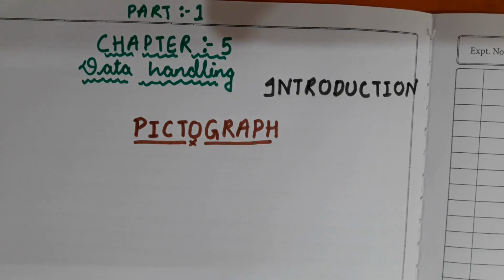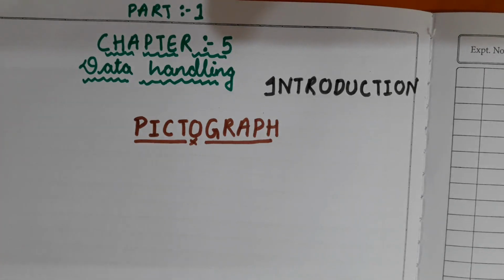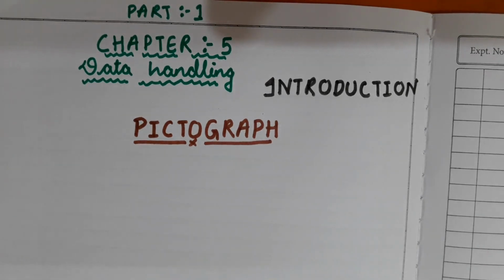See children, representation of data in a picture form, that is called pictograph. So let's take one example of a store. Let's imagine in a store on Monday 10 pens sold, on Tuesday 20 pens sold, Wednesday 25 pens sold, Thursday 40 pens, and so on.